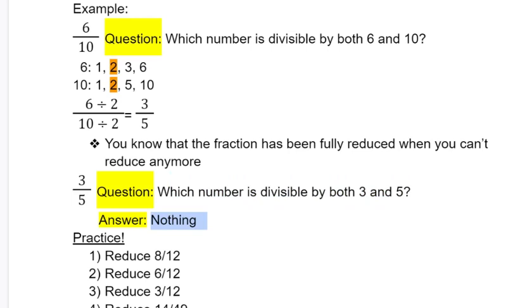For 3, it's a prime number. It's only divisible by 1 and itself. And same thing with 5. It's only divisible by 1 and itself. There are no other numbers that when multiplied give us 5 or 3. So therefore, there is nothing, and we know that our fraction has been fully reduced. So therefore, 6/10 is equal to 3/5.